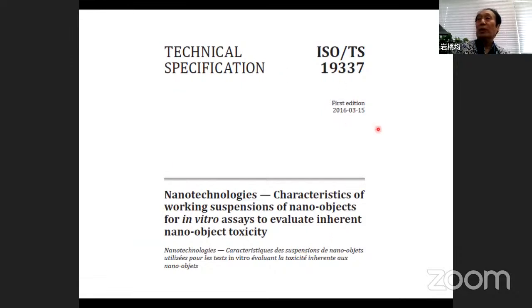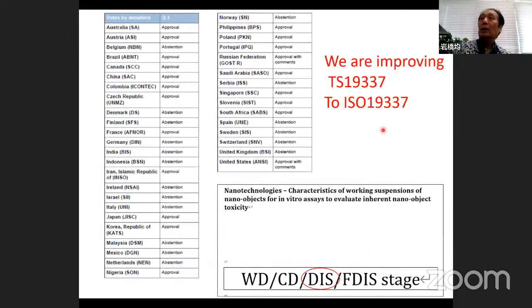And this is a publication. And after that, after 3 years, in 2019, we decided to improve ISO 19337. And we improved it for about 3 years. Anyway, this project was started just before coronavirus started.